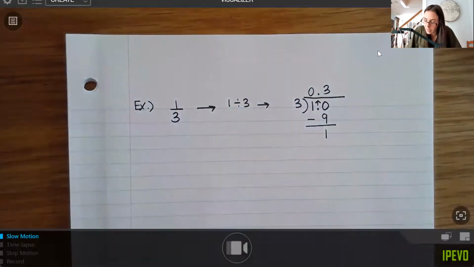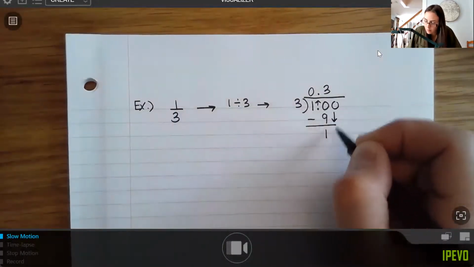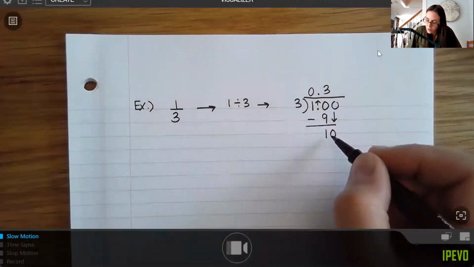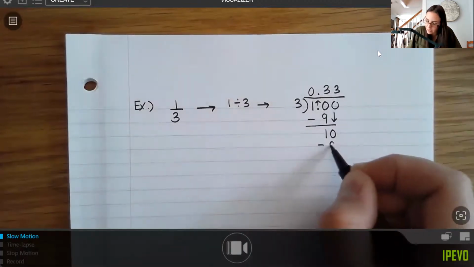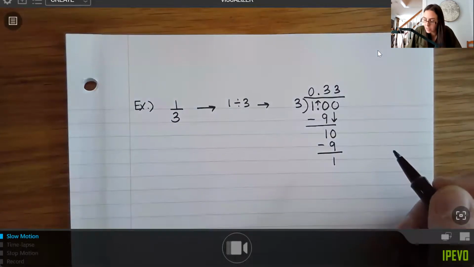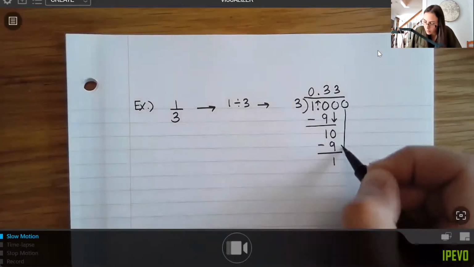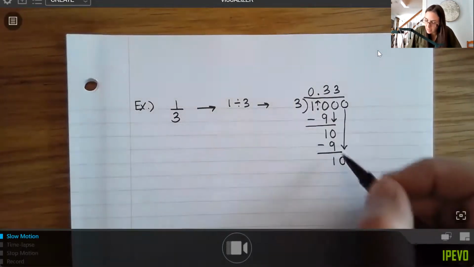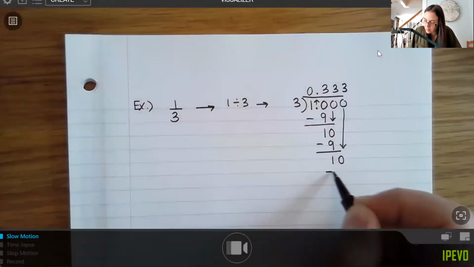Now I'm not done, so I'm going to attach another 0 and keep going. 3 goes into 10, also 3 times, which is 9. I subtract and get 1. Okay, I'm still not done, so let's attach another 0. Here I do 3 into 10 again, and I kind of see that it's going to just keep repeating over and over and over again.